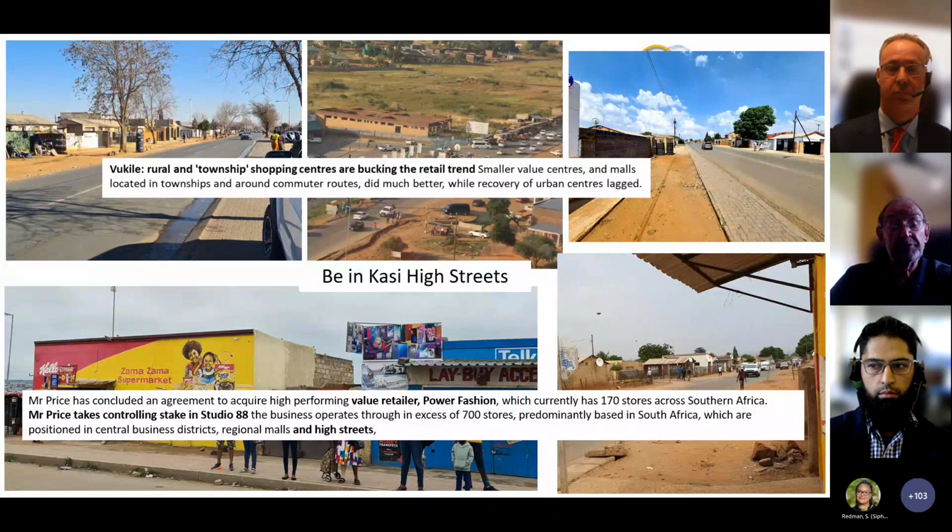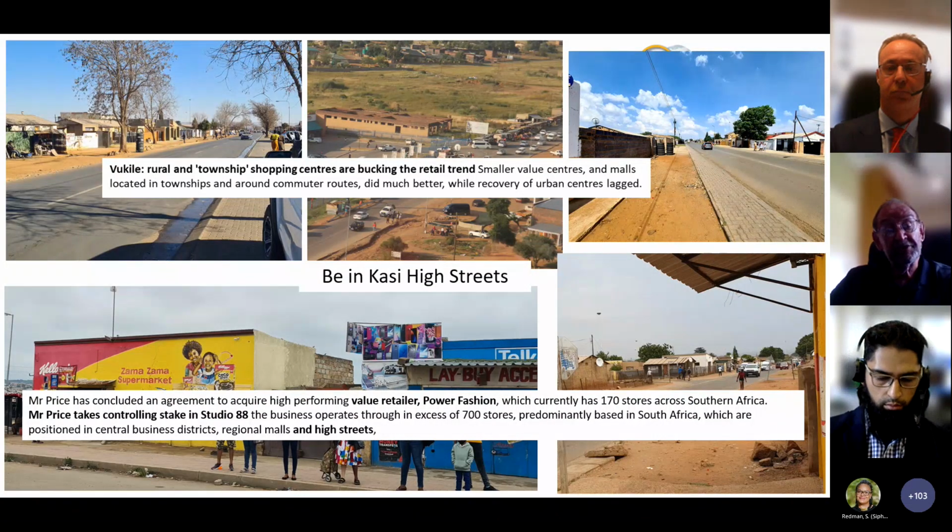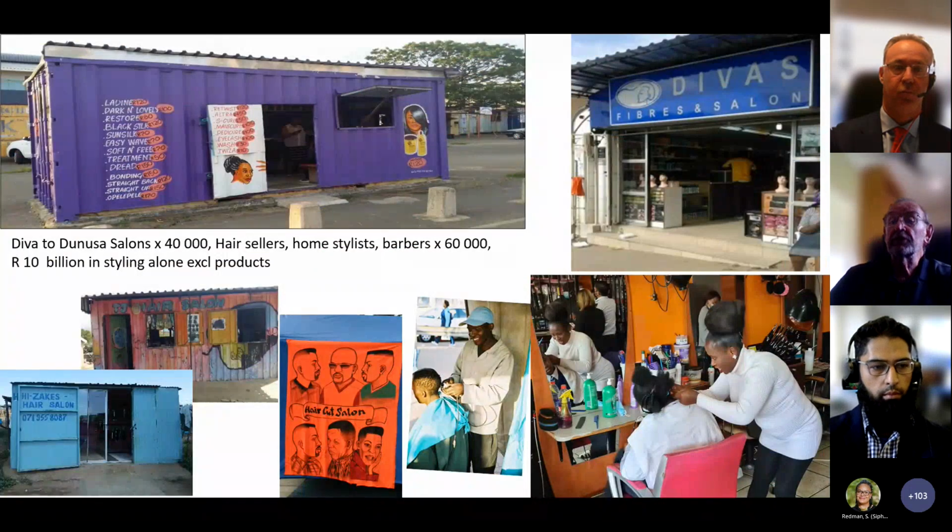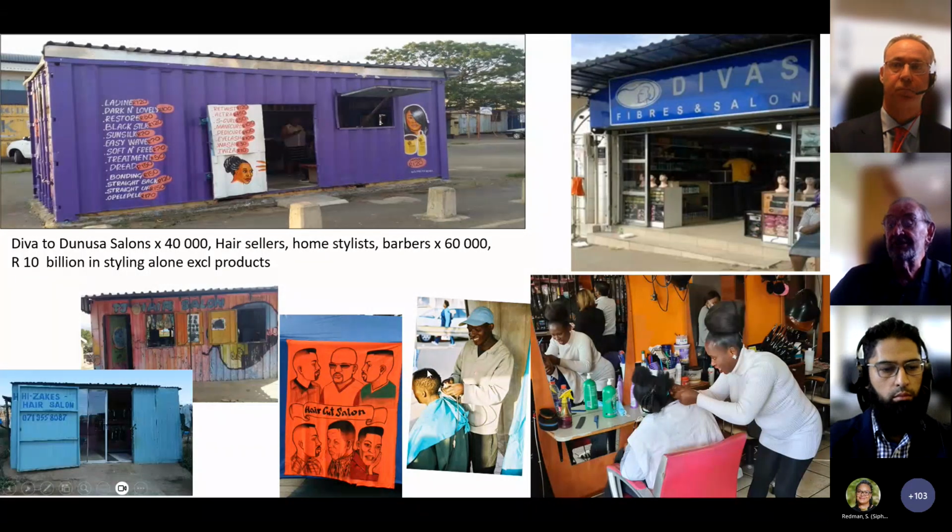What we're seeing also is Mr Price, for example, acquiring a share in Power Fashion. Mr Price taking a controlling share of Studio 88, and so we're seeing a significant movement of the retailers into township areas. What is important also is to understand the other, not only the spaza shops, but there's a huge development in terms of hairstyling and salons. You know, moving from really upmarket, the diva kind of outlet, down to the local guy who cuts hair, as typified by these illustrations.